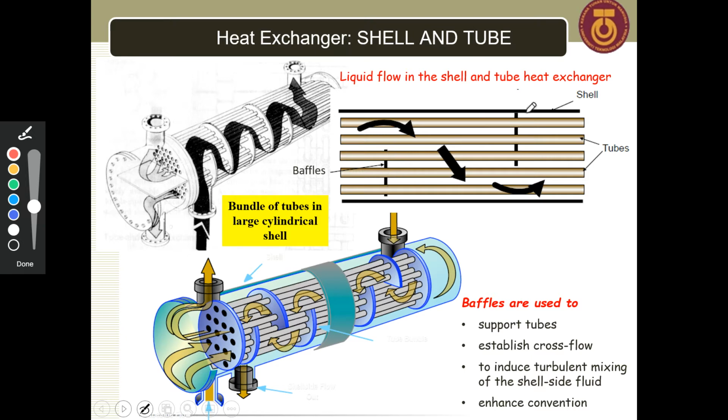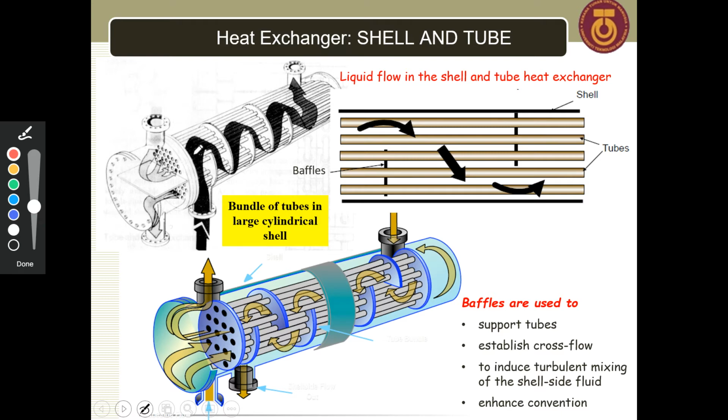There are also baffles. What is the use of the baffles? The use of the baffles is to support the tube and also to establish the cross flow. If you don't have the baffle, the flow of the liquid inside the shell will be just straight. You don't have to zigzag. This is like zigzag, right? So without baffles, the flow inside the shell is straight.